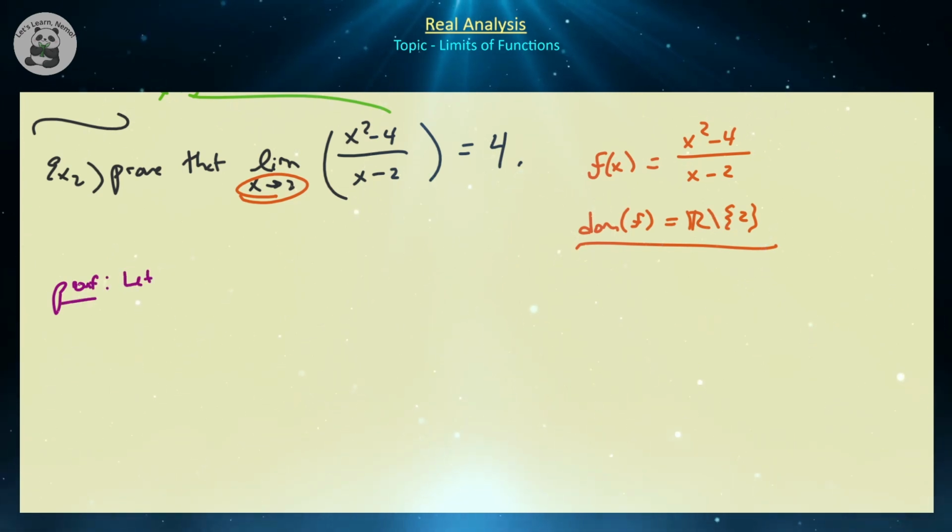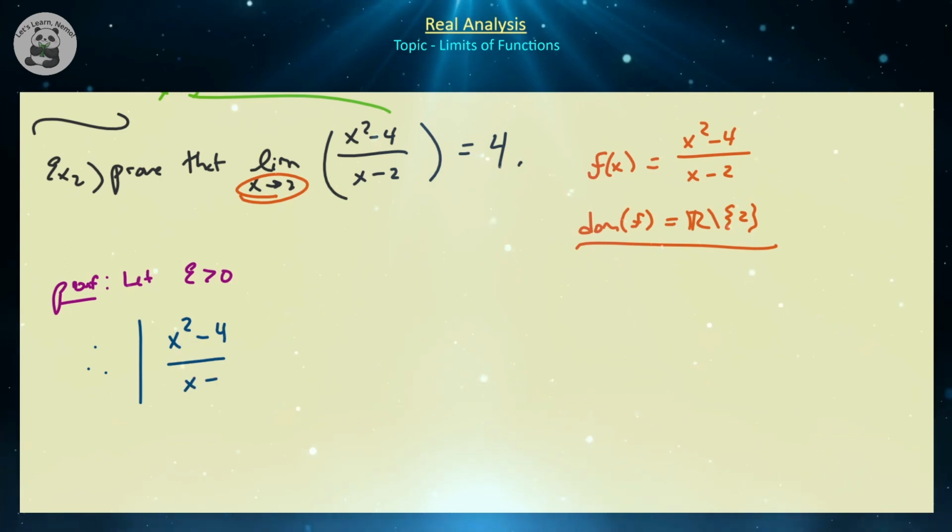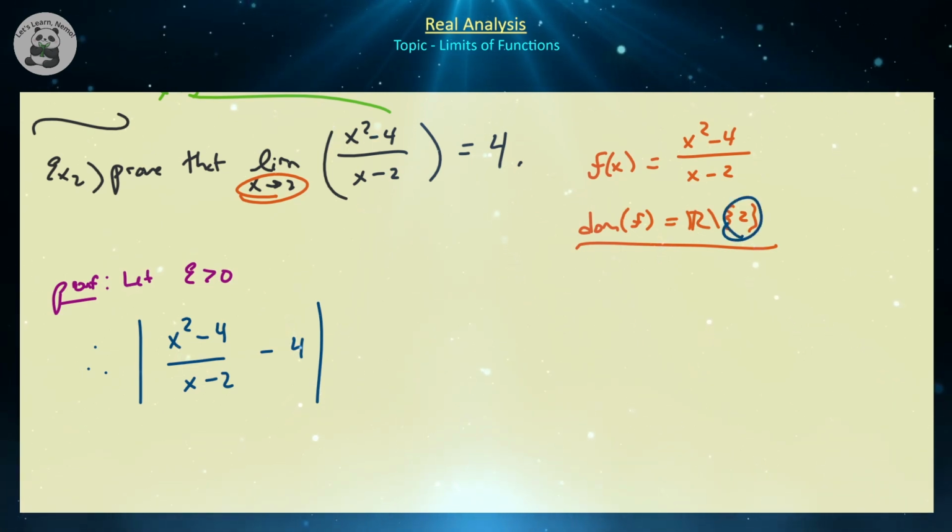As usual, we're going to let epsilon be greater than 0. So let's look at the absolute value of this. We have the absolute value of x squared minus 4 over x minus 2 minus our proposed limit value of 4. Now keep in mind that 2 is not in the domain, therefore x squared minus 4 over x minus 2 is always defined, so we can do any algebraic manipulation on this and still have a defined value.